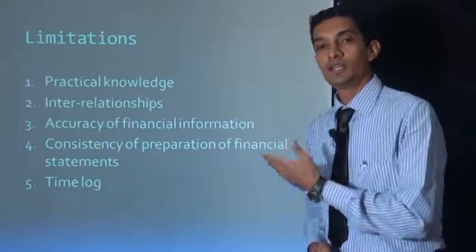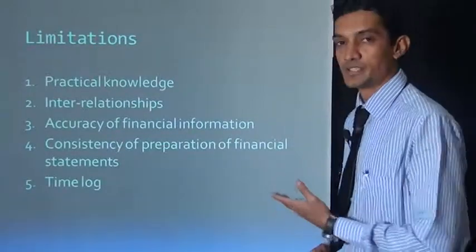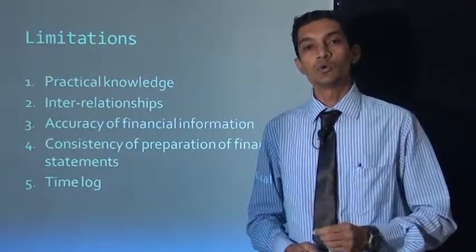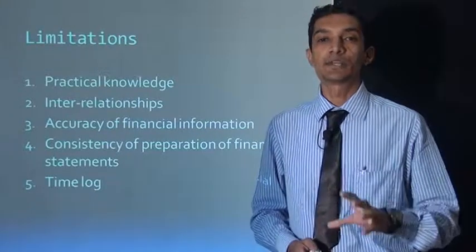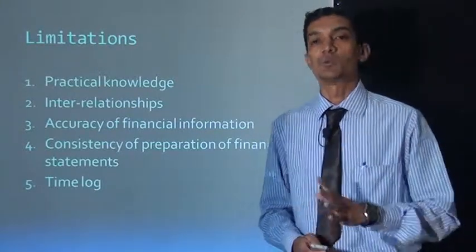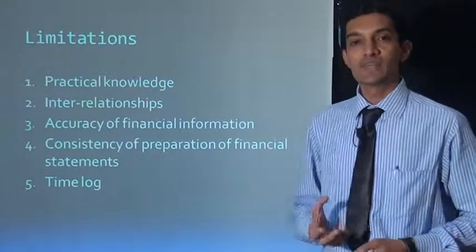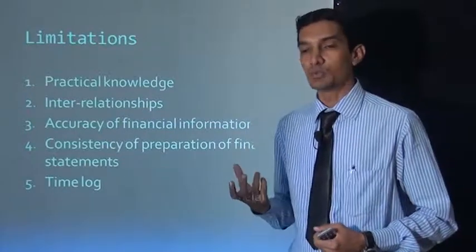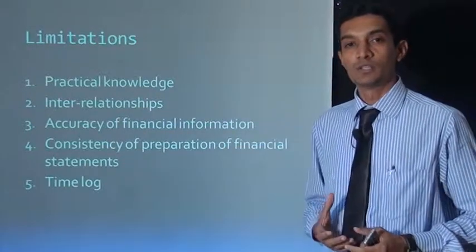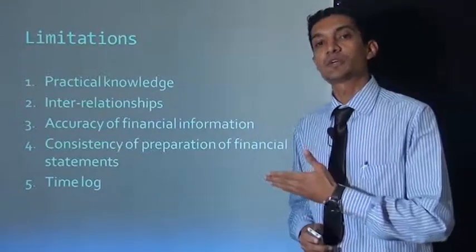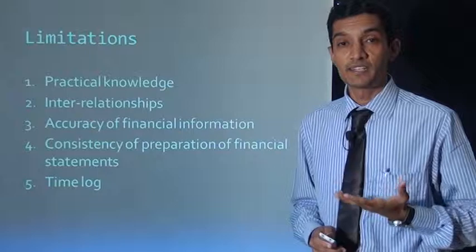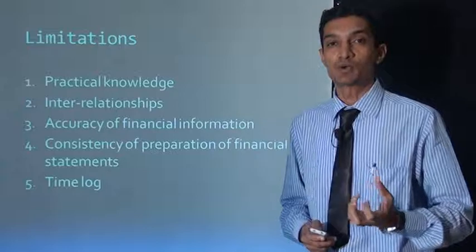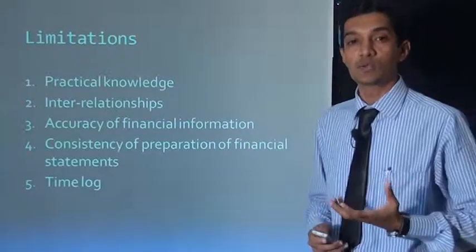Next, limitations. What are the limitations? Practical knowledge. Without practical knowledge you cannot calculate any ratio in accounting. So practical knowledge as well as calculation knowledge is required to calculate this ratio. The main thing is practical knowledge. These types of ratios are calculated by a manager or a CA, a chartered accountant. They make the comparisons and have the knowledge about these things. So the main thing is practical knowledge.